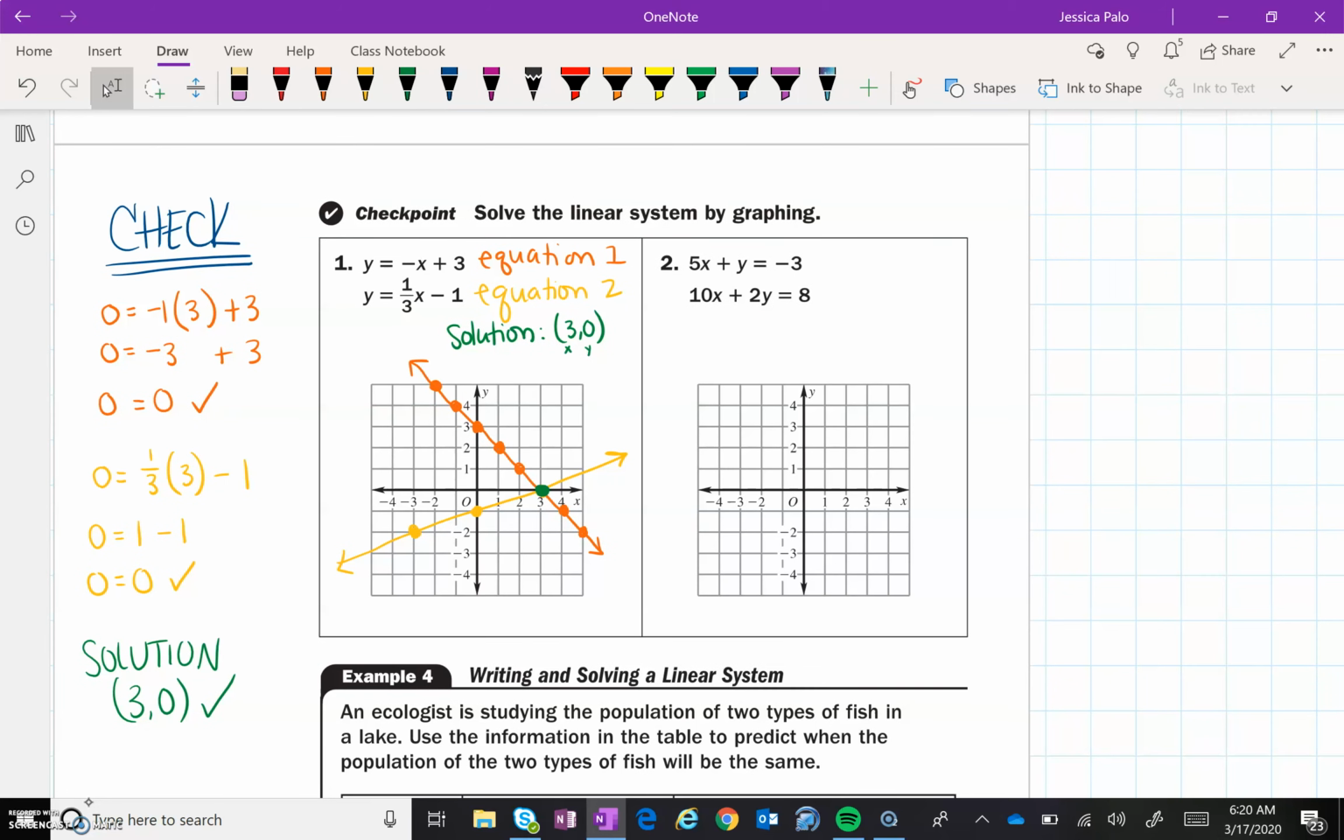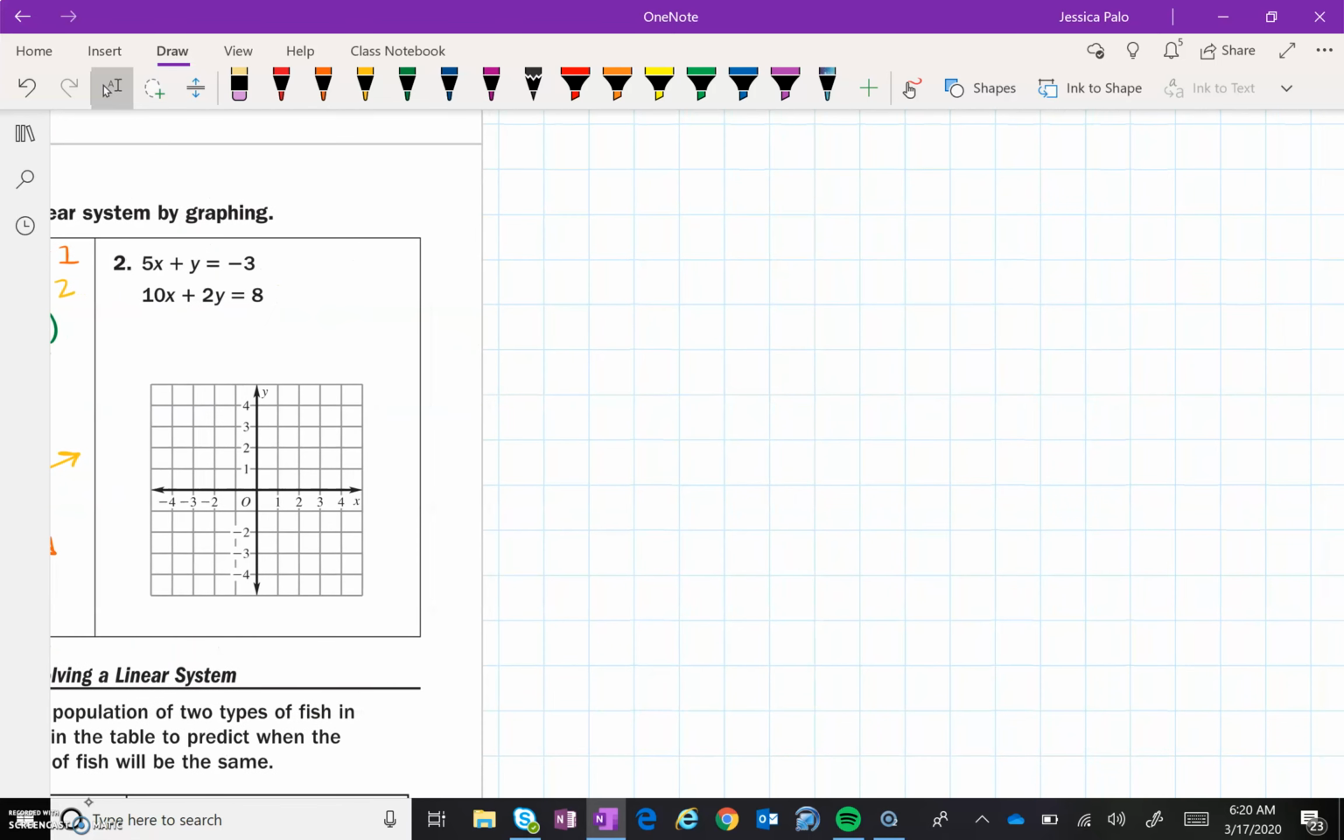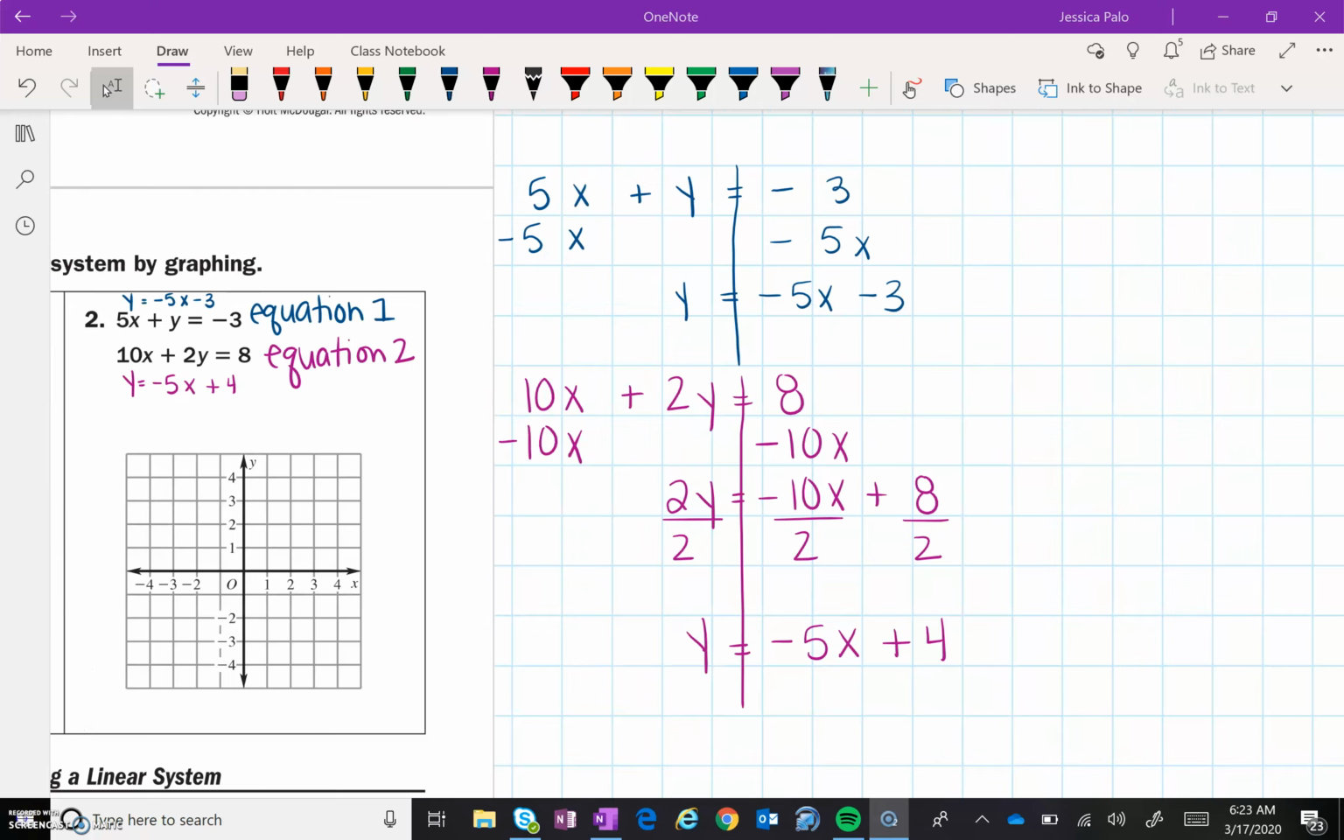Checkpoint number 2. We're going to move over to checkpoint number 2 because this one does not have two equations that are in slope-intercept form. So the first thing you need to do is put them in slope-intercept form. And I am running out of time on this video, so I am going to pause and put these in slope-intercept form. All right, here we are with these two equations now in slope-intercept form.